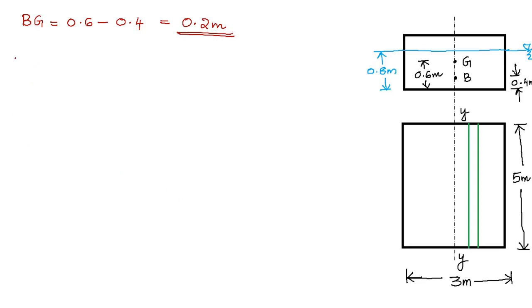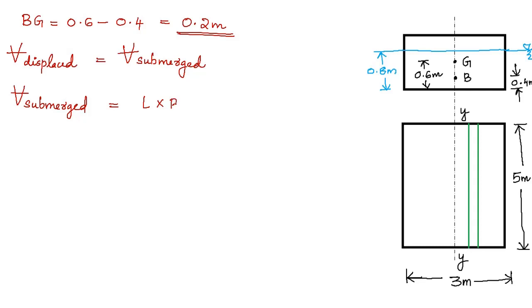Now we need to find the volume displaced. Volume displaced is equal to the submerged volume of the pontoon. So volume submerged will be equal to length into width into depth of submergence. Length is 5 meter, width is 3 meter, and depth of submergence is 0.8 meter. So we will get it as 12 meter cube as the volume of submergence, which is same as the displaced volume.